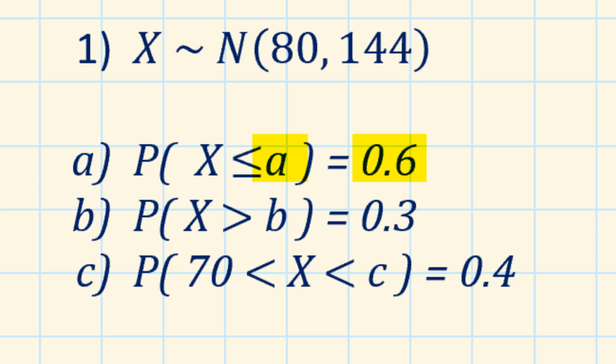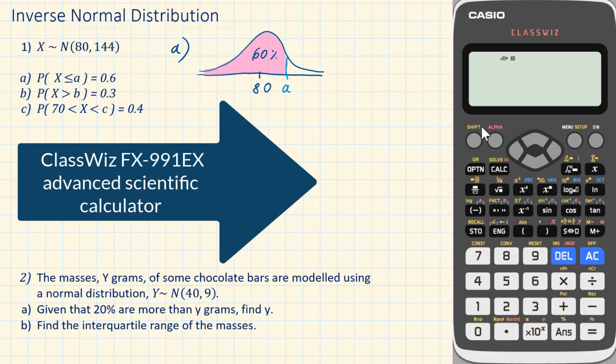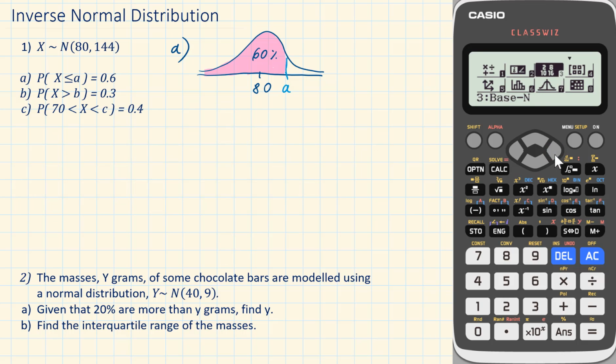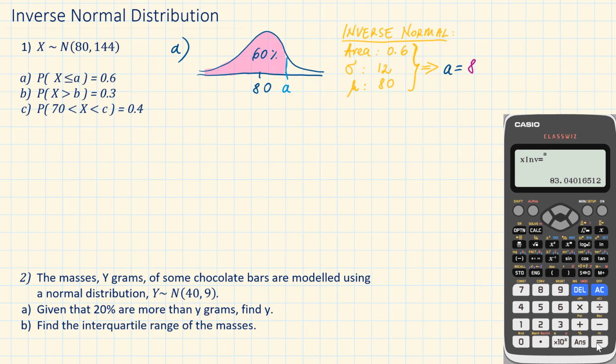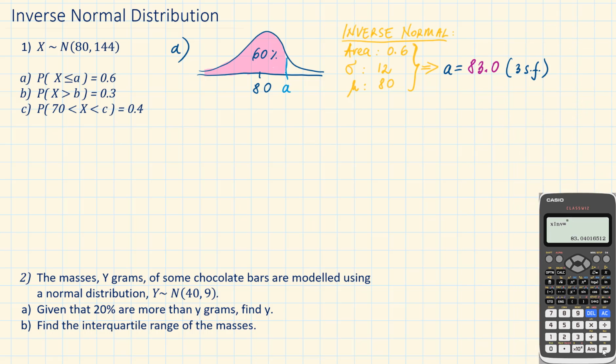to 60%. On our Classwiz calculator, we go to Menu, press 7 for distribution, then press 3 for inverse normal, then type in the area of the left tail, 60% or 0.6, which is shaded in pink on our sketch. We also need the standard deviation sigma. This is the square root of the variance. Square root of 144 is 12. And finally, the mean, mu, 80. This gives us A, the answer that we are looking for. 83.0, to three significant figures.